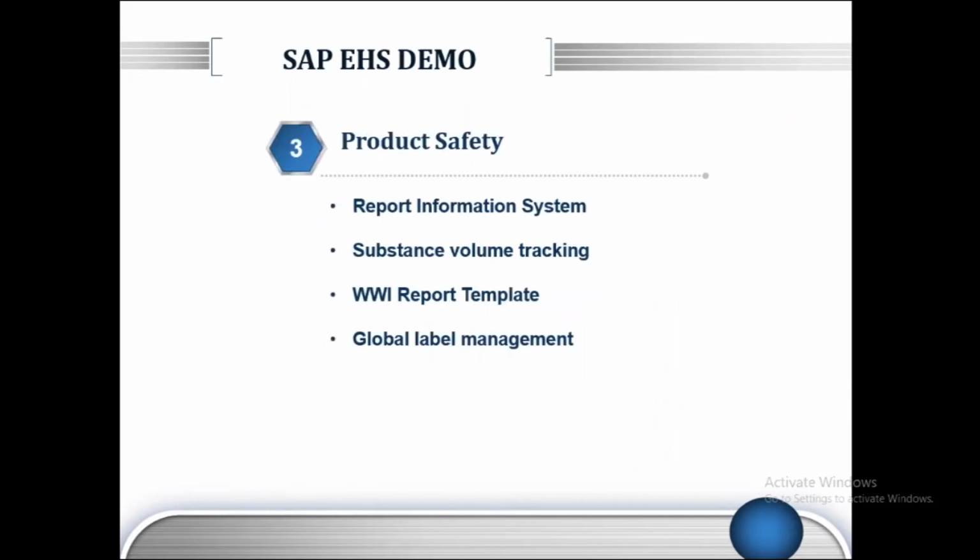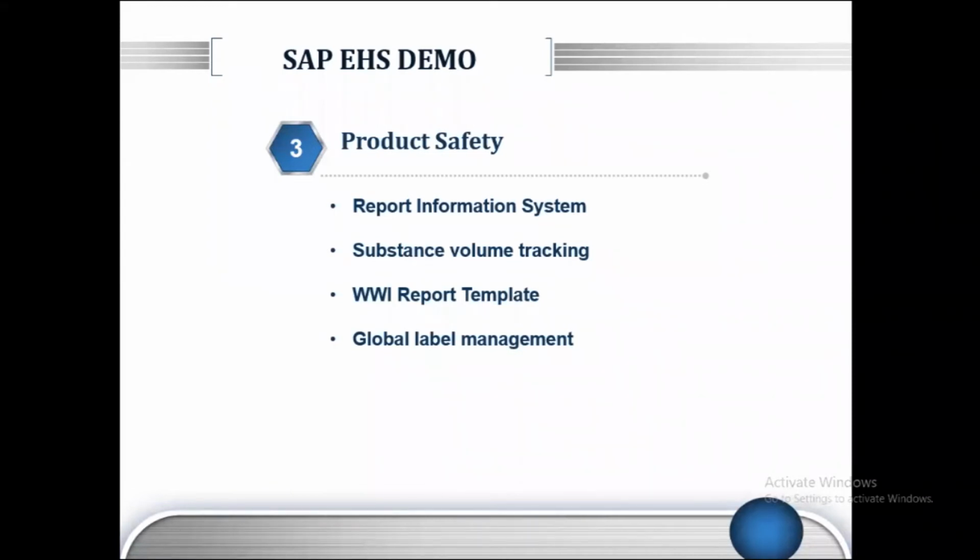Now going to the second one, product safety. This is a very important component. If you are manufacturing any hazardous products in a company, this component is very helpful, because it will help you to create a report template for MSDS, a report template for standard operating procedure, and the label templates can be created. All these reports related to the hazardous products can be created in product safety. That is why we have 2 important components here, the report information system and the WWI report template.